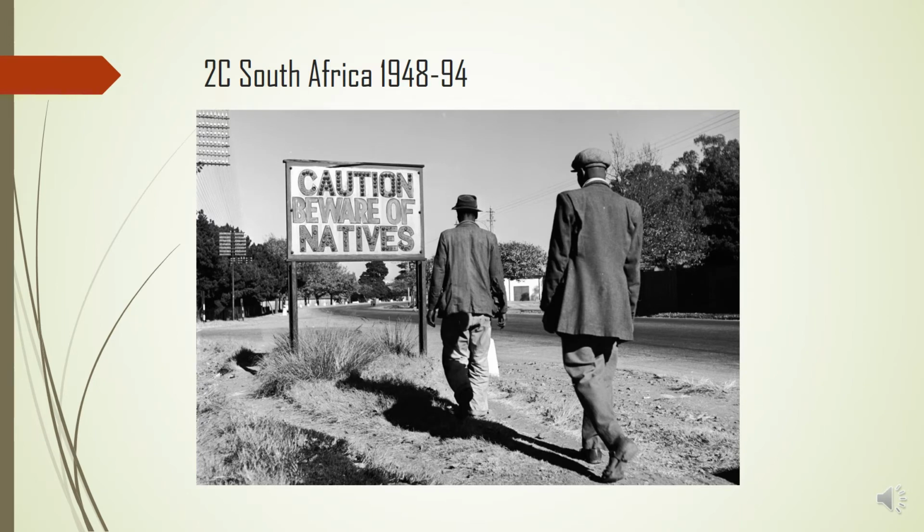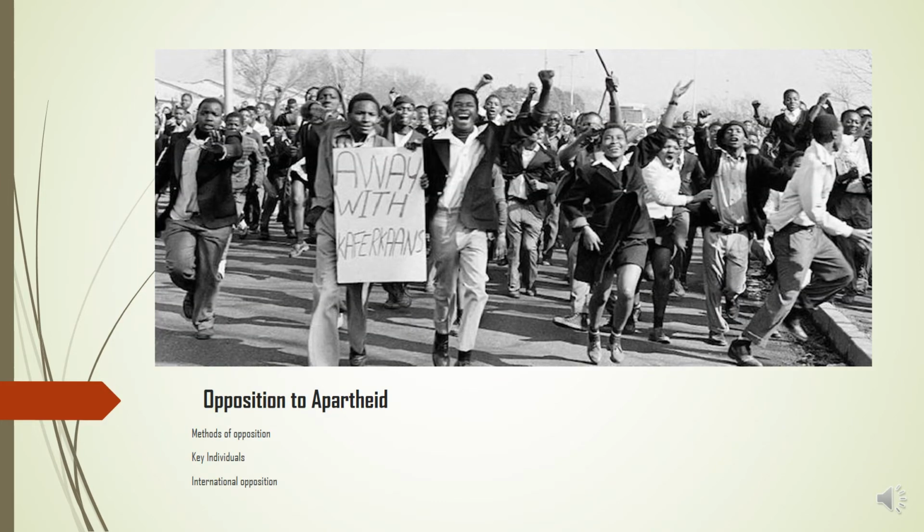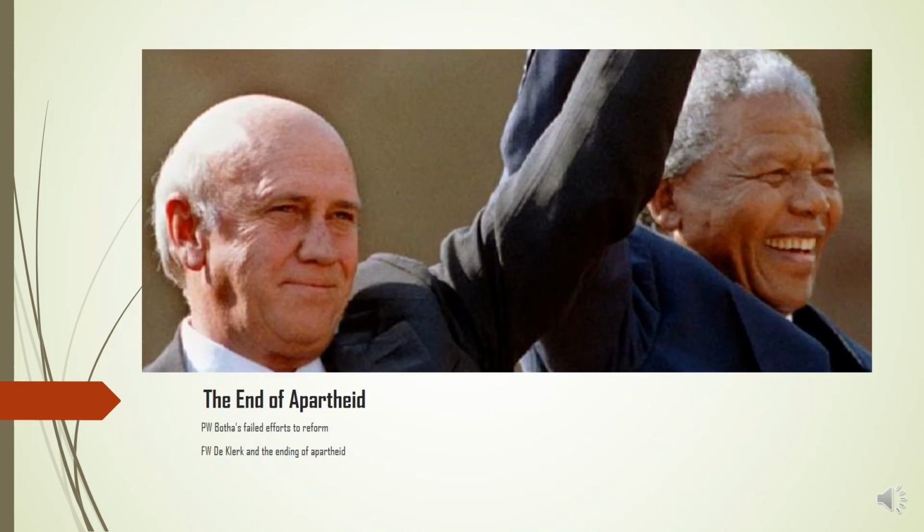In Year 10, we look at South Africa from 1948 to 1994, where the country was in the grip of a racist system of government called apartheid, as a minority of white settlers attempted to hang on to power. This created a lot of unhappiness and protest, and eventually came to an end because of violent protest inside South Africa and pressure from the outside world.